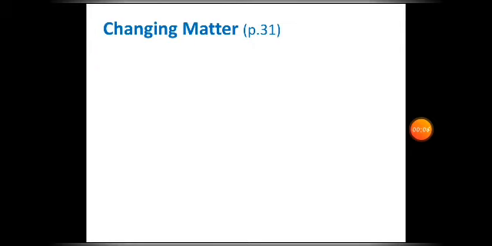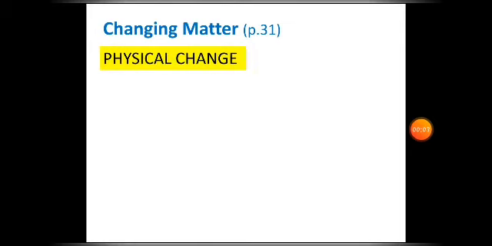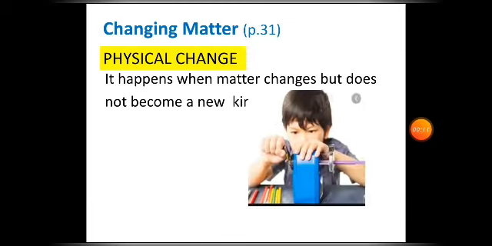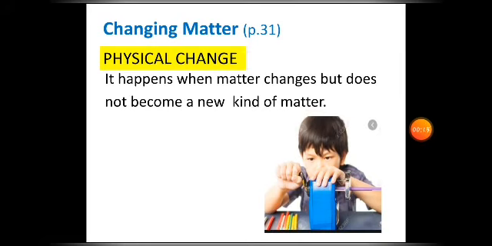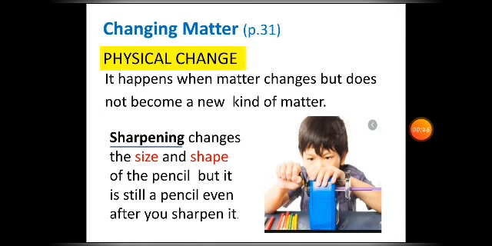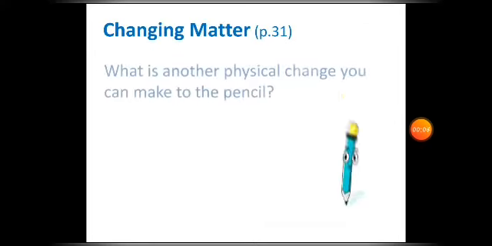Another example of physical change is the one that you usually do with your pencil. What is it? Very good. Sharpening your pencil. When you sharpen your pencil, do you observe anything that is changed with your pencil? Yes, what is it? Very good. Also, the size and the shape of the pencil is changed. But is the pencil changed into a paper or any other thing? Of course not. The pencil, after sharpening, will still be a pencil. Therefore, it is also an example of physical change. Can you think of another way to change your pencil?